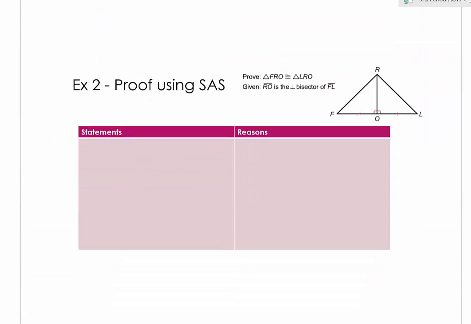Okay, go ahead and try this one on your own. This one's going to take a little bit more information, thinking about RO being that perpendicular bisector. So go ahead and pause the video, work it out on your own, and then come back and check your answer.